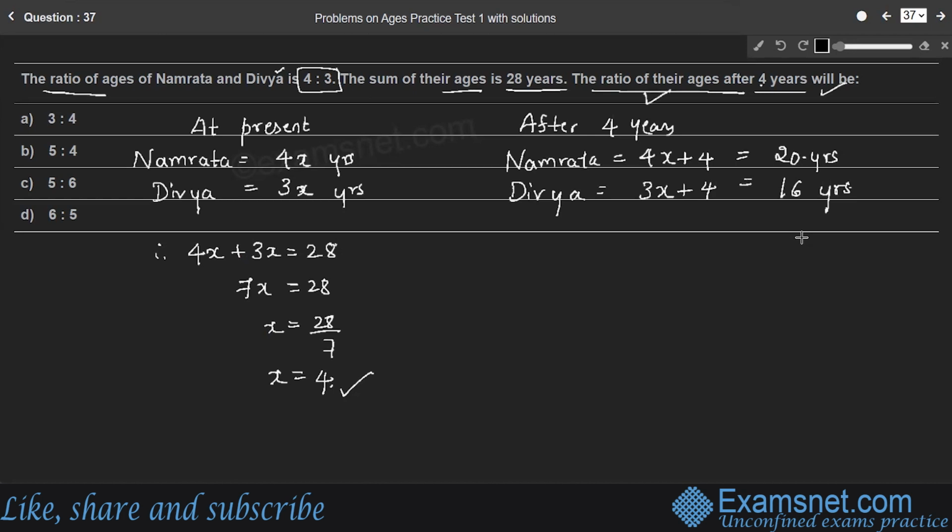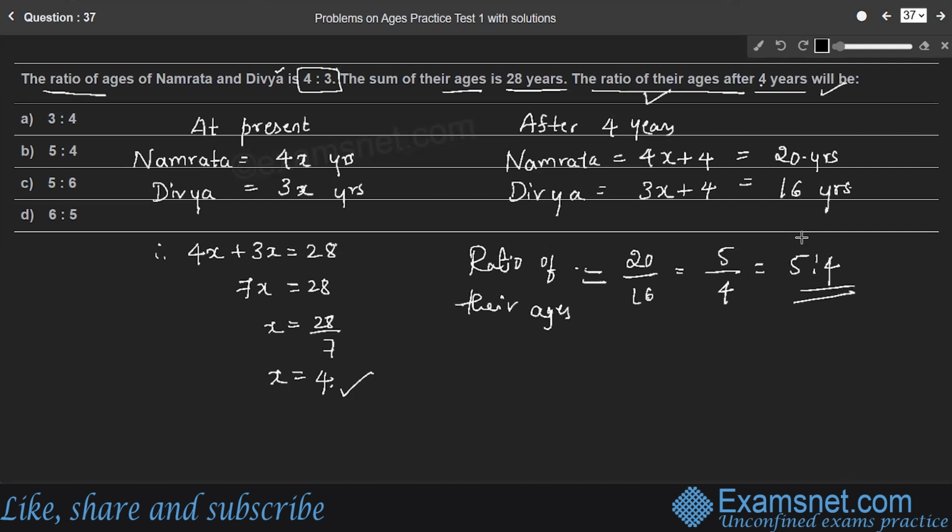Here we need ratio of their ages. Therefore, 20 by 16. So 4 into 5 is 20, 4 into 4 is 16. So 5:4 is the required ratio. So ratio of their ages becomes 5:4. Option B is the right answer.